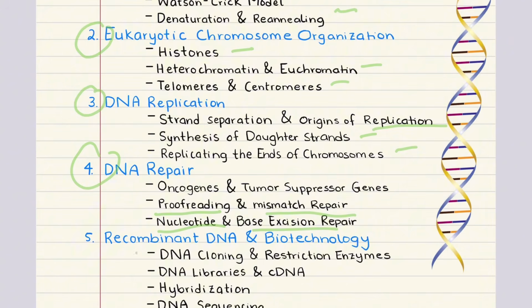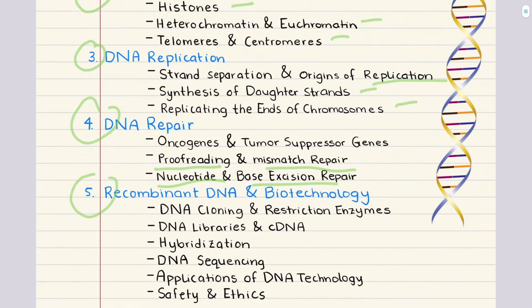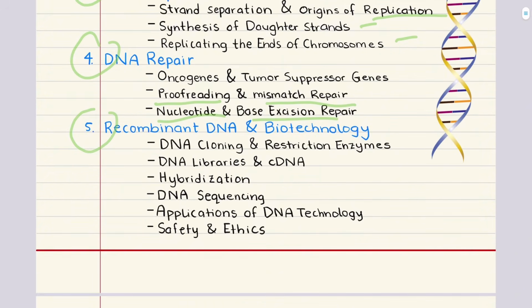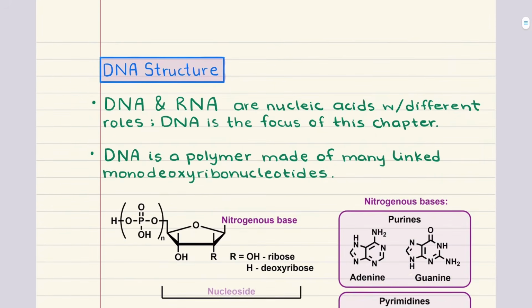Finally, we're going to wrap up with recombinant DNA and biotechnology, where we're going to look at cloning, restriction enzymes, DNA libraries, and cDNA. We're also going to cover techniques like PCR and southern blotting, as well as DNA sequencing. Then we're going to go through applications of DNA technology and make a final note on safety and ethics. With this introduction in place, let's go ahead and get started with objective 1.